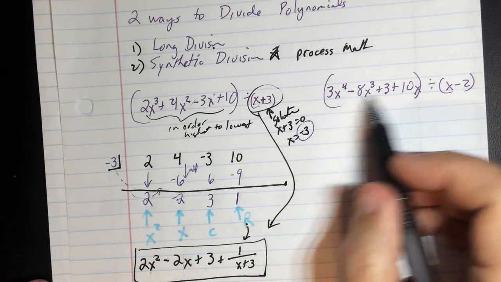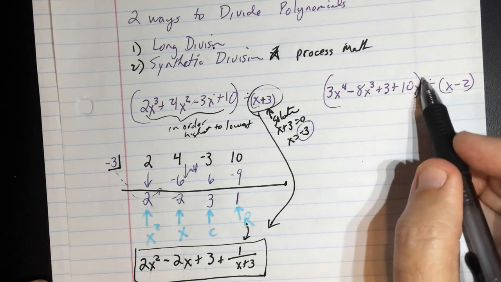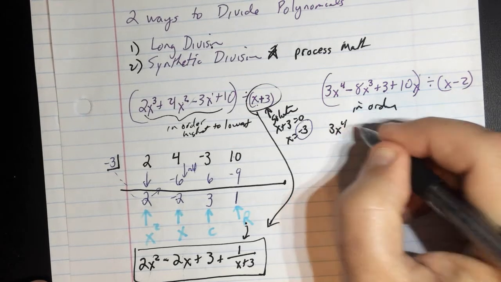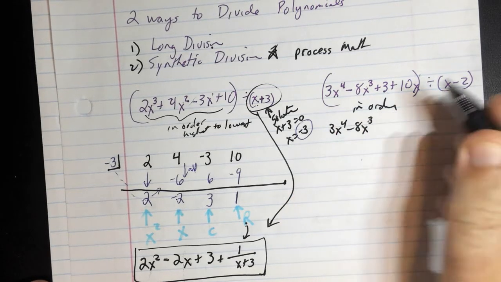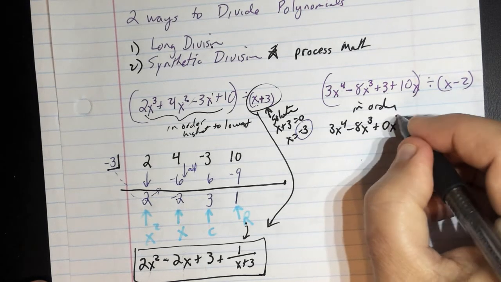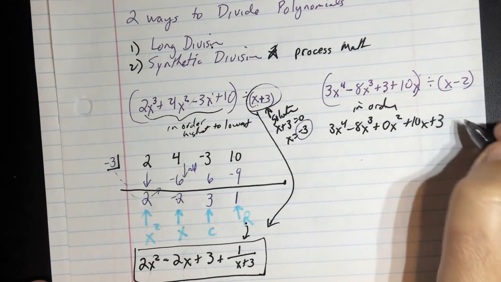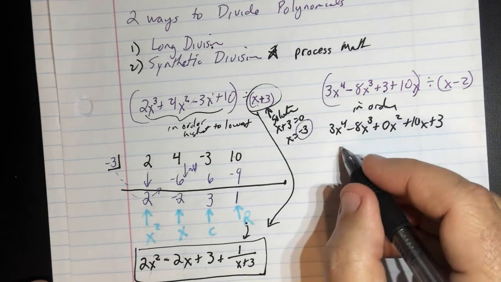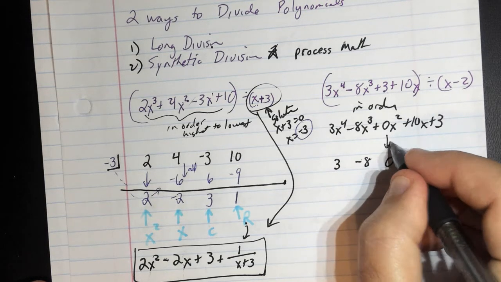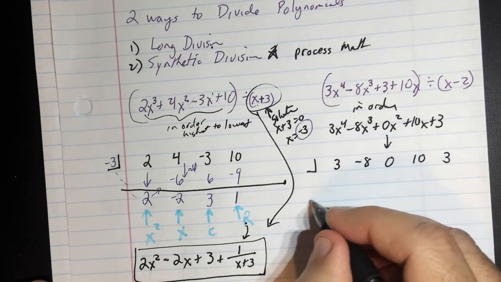Now this one, notice it's not in order. I have 4, 3, nothing, and 1 right here. So I need to put them in order first. So it's going to be 3x to the 4th minus 8x cubed. But if you notice, there's no x squared. So we're going to put a 0x squared, plus 10x plus 3. Now we're going to take those front numbers, 3, negative 8, 0, and that's important, that 0 has to be there, 10 and 3, put our box.